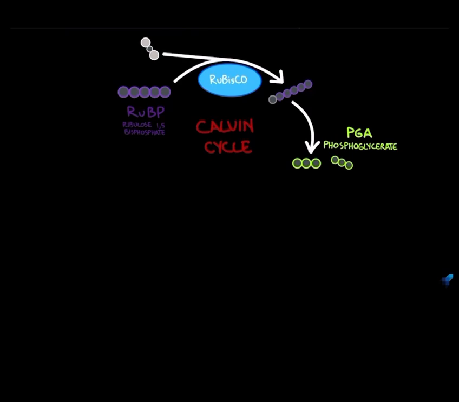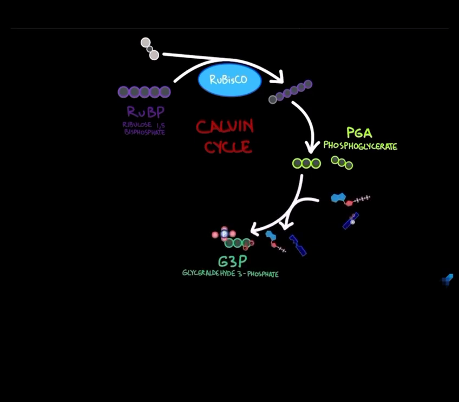Next step is we're going to use ATP and NADPH that the plant made in the light reactions. PGA is going to be phosphorylated from ATP, and then it's going to be reduced by NADPH to make G3P, or glyceraldehyde 3-phosphate. This ADP and NADP plus will go back into the light reactions and become ATP and NADPH again. Now most of the G3P will be converted into ribulose 1,5-bisphosphate, or RuBP, with the help of ATP, but not all of it. The remaining G3P is going to be used to make sugar.